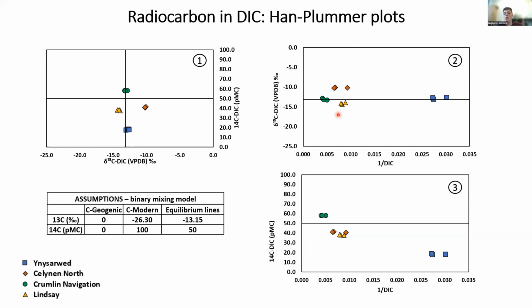The geogenic source usually has a carbon-13 equal to 0 and a radiocarbon value of 0, while the modern source has depleted values of carbon-13 and an idealized concentration of radiocarbon equal to 100. As we can see here, the results of carbon-13 in our sites point out a clear interaction between a geogenic source and a modern source, where the carbonates and possibly the soil CO2 are well mixed.